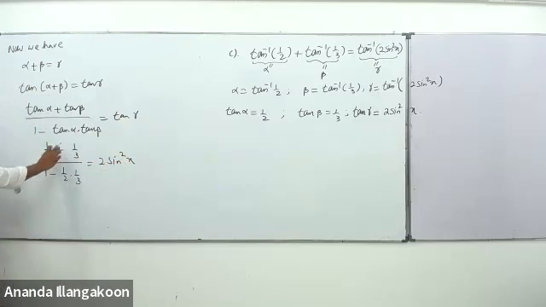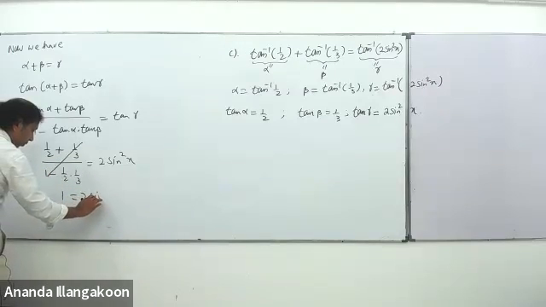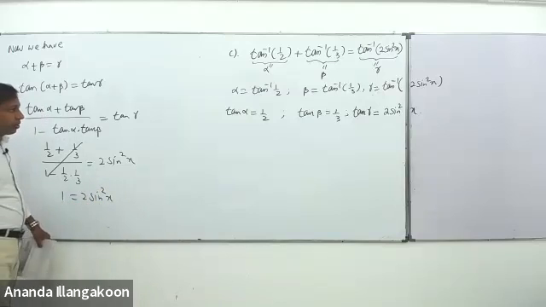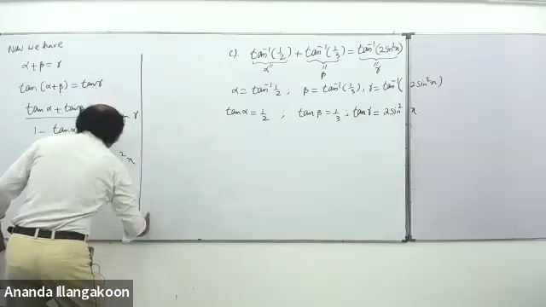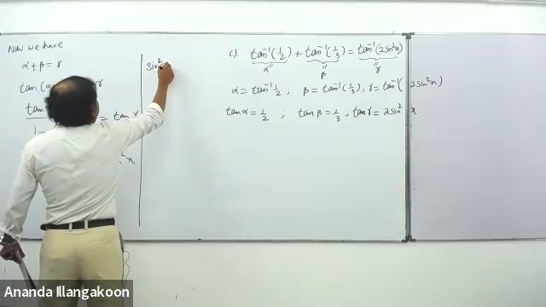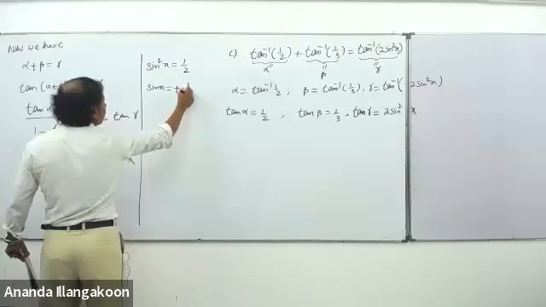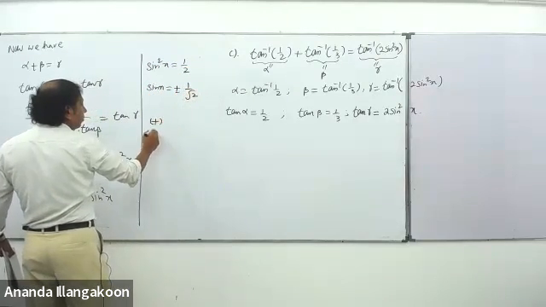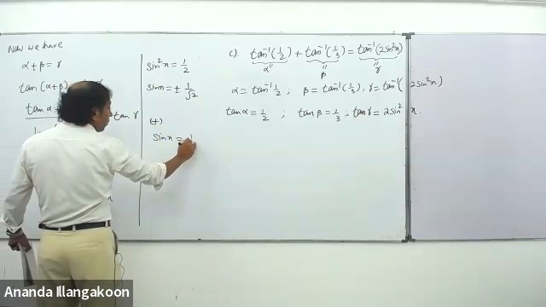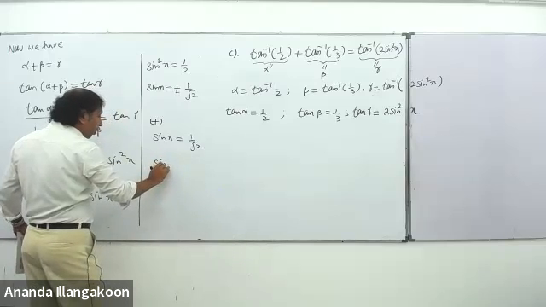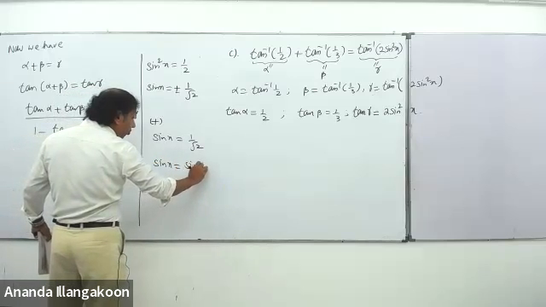You get 5 over 6. Right, people? Here also, what? 5 over 6. This you can cancel down. We get 1 equals 2 sin squared x. Make sin squared x the subject. Sin squared x equals half. Sin x equals plus or minus 1 over root 2. Take the plus sign. Sin x equals 1 over root 2. 1 over root 2 you can write as sine pi by 4.